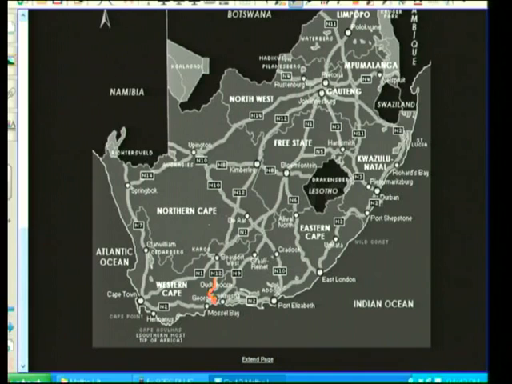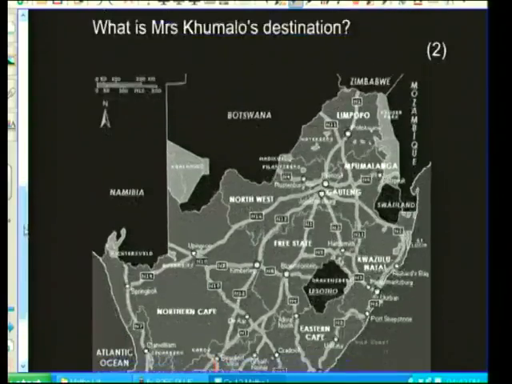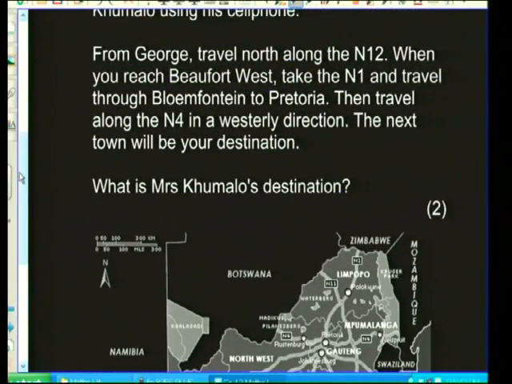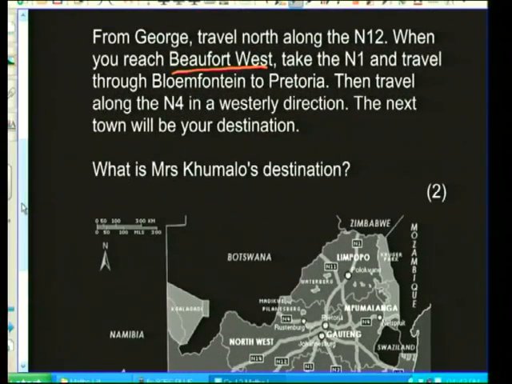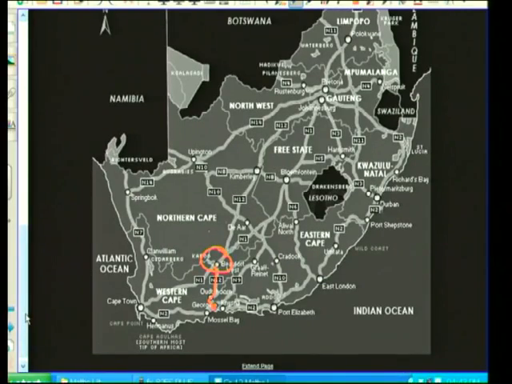So here from George, we're going past Oudtshoorn along the N12 all the way to about Beaufort West. Let's see what they say. They say, travel along the N12. When you reach Beaufort West, which we did, remember, there's Beaufort West over there. It says, now take the N1 and travel through Bloemfontein to Pretoria. So we get onto the N1, and we're going to follow this N1. There we go. We're going all the way through Bloemfontein, right? And we're going to keep going all the way to Pretoria.